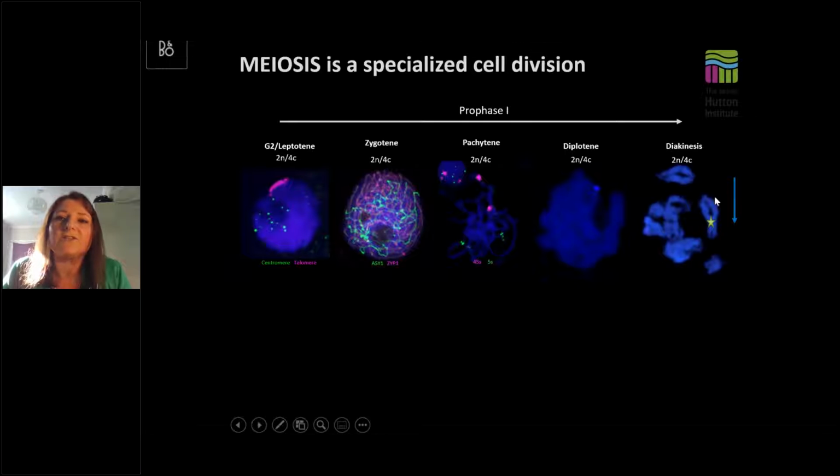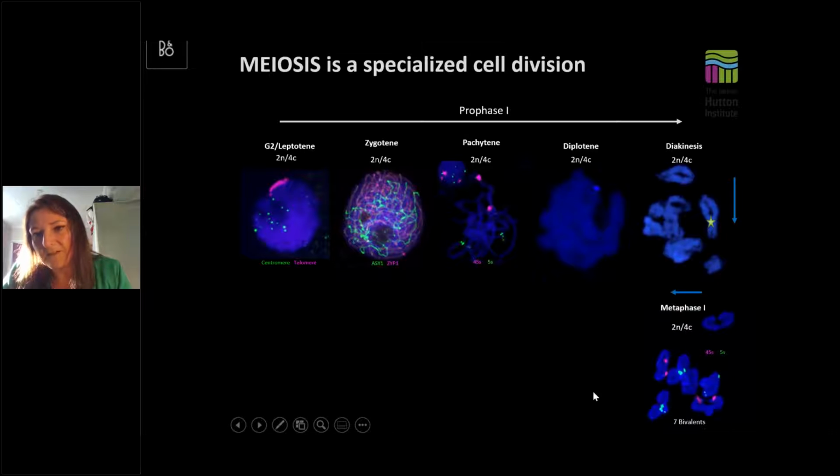Diakinesis is an interesting stage because you can already start to visualize the chiasmata here. I labeled one interstitial one here with the little stars. And at metaphase, you can see them much better. Here's a very distal one, here an interstitial one, and here another distal one. And in barley, you have what we call 7 bivalents, or the ring donut shaped bivalents, and this is very specific to the bivalent formation in barley.